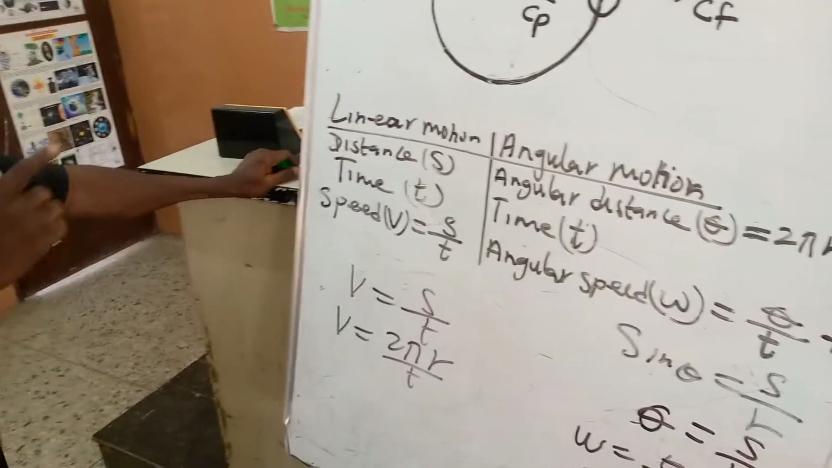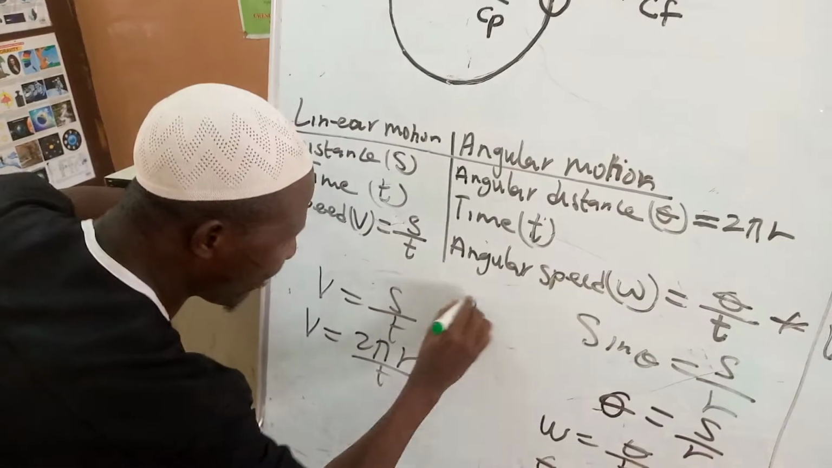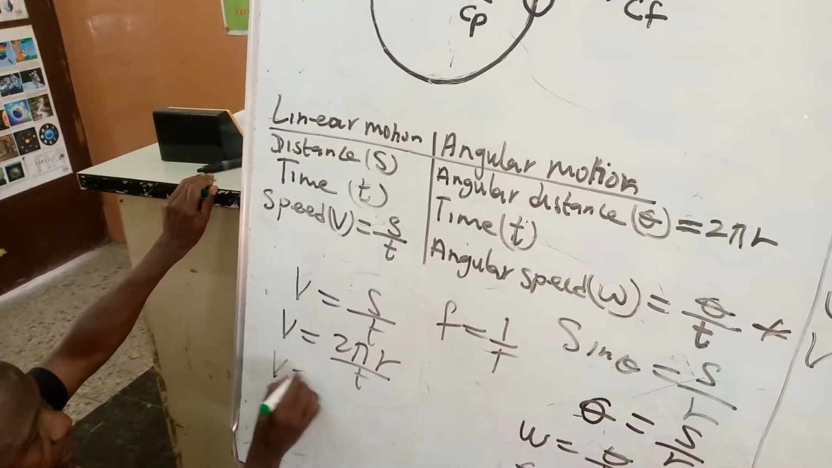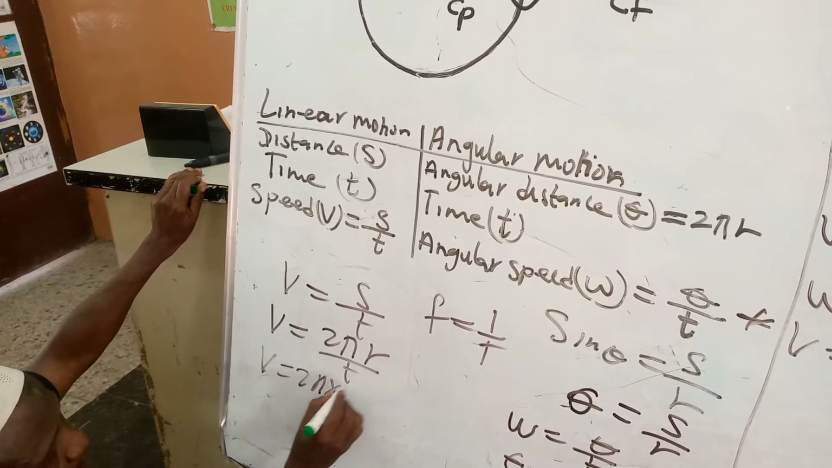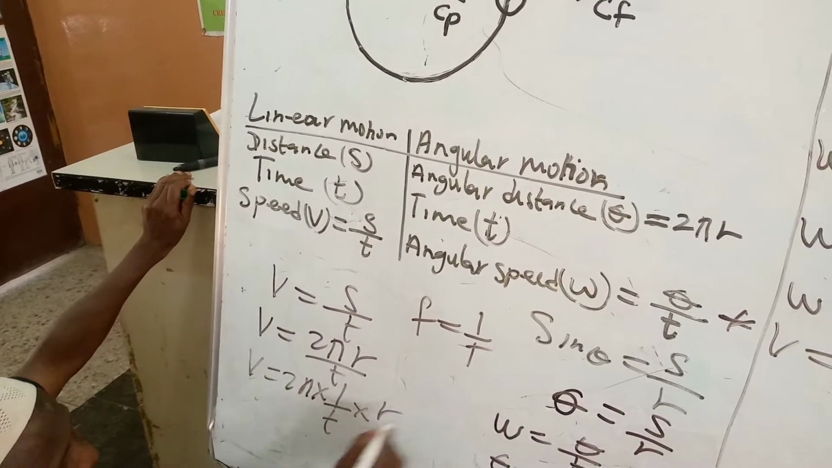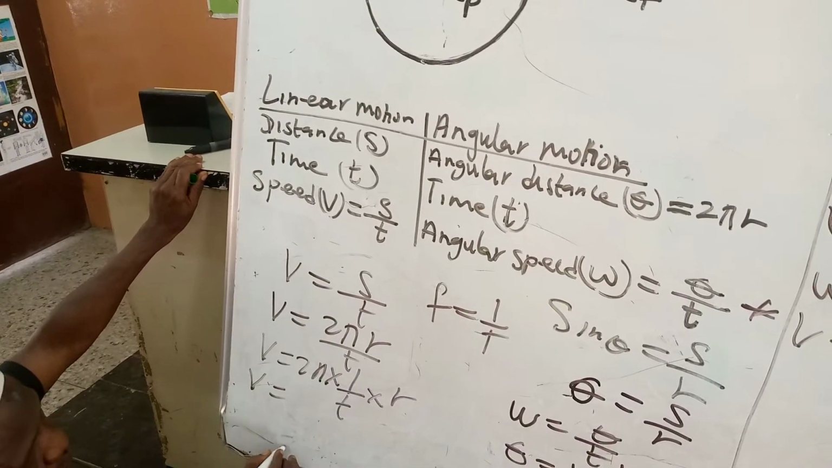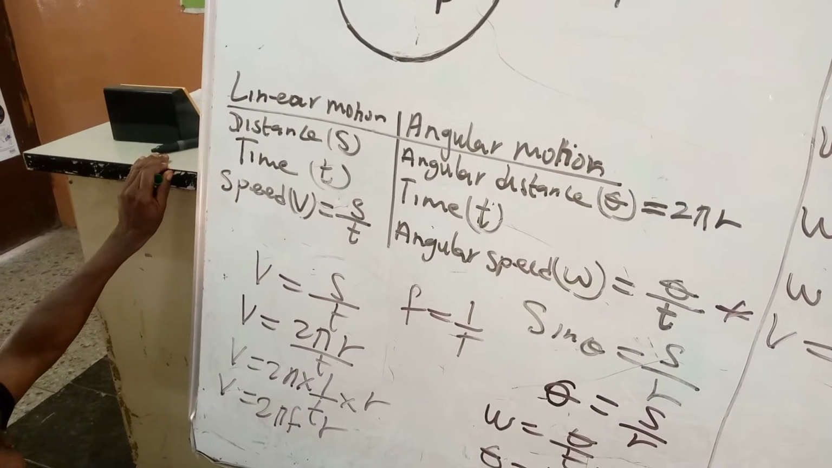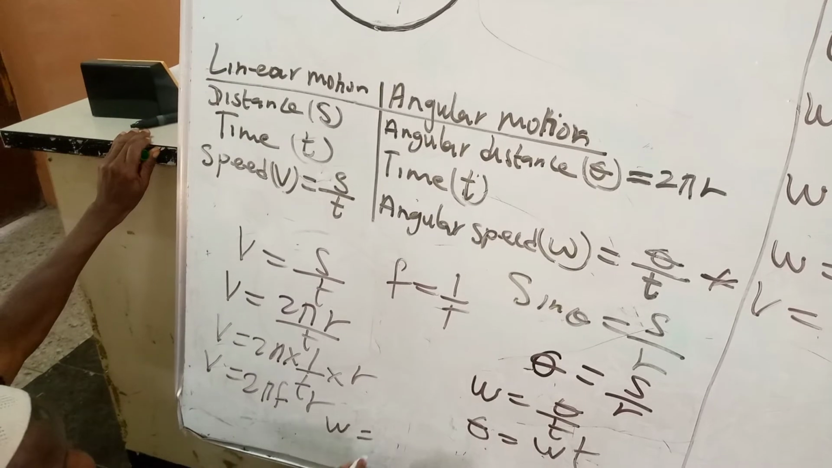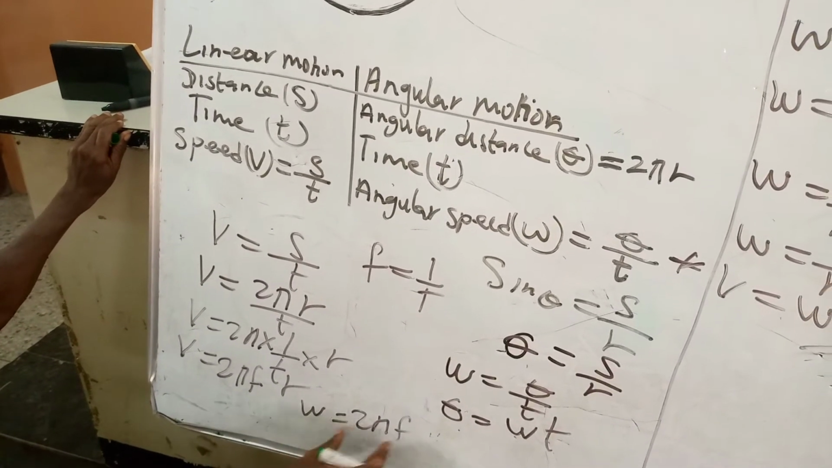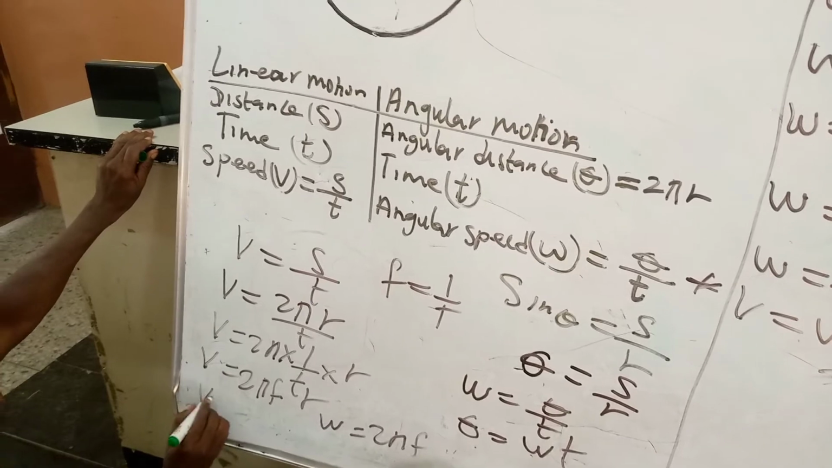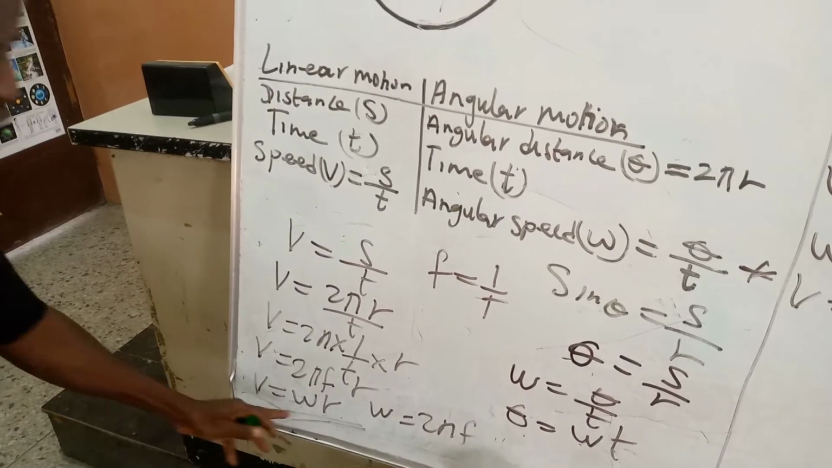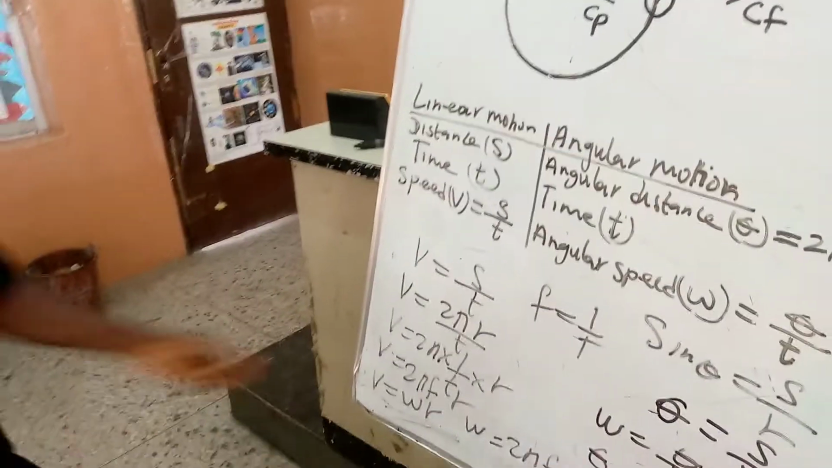And don't forget, under simple harmonic motion, our f is equal to 1 over t. So this formula becomes v equals 2 pi times 1 over t times r. Therefore, v is equal to 2 pi f r. Then under simple harmonic motion, omega is equal to 2 pi f. Replace 2 pi f with omega, and we are going to have v is equal to omega r. These are the two ways of deriving the formula. You can derive it like this, or you can use the first method.